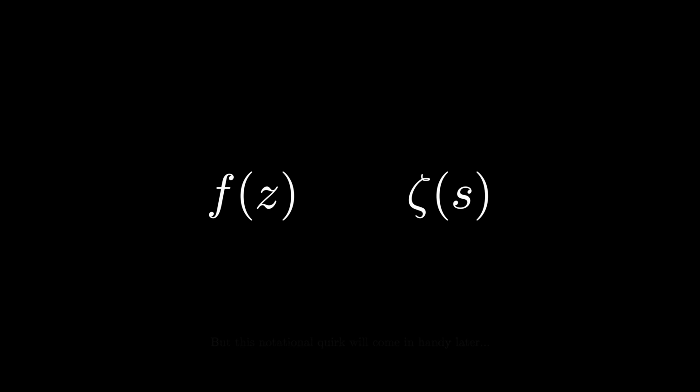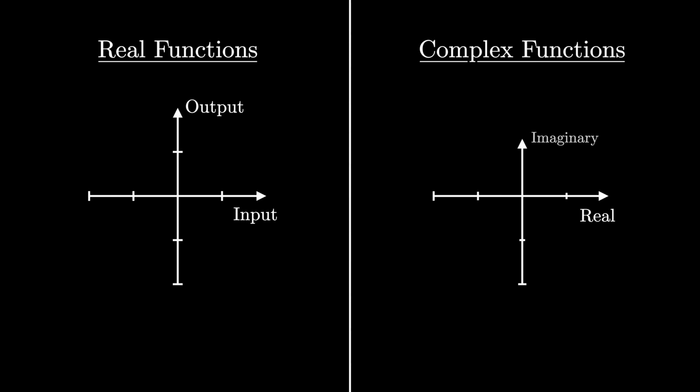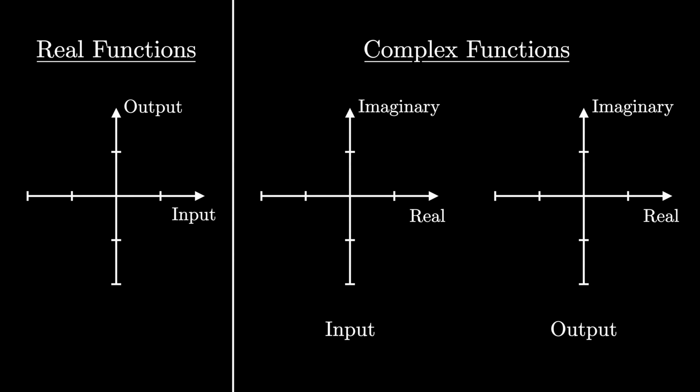So, let's get started. We're all used to graphing real functions in 2 dimensions, with the input on the x-axis and the output on the y-axis. But for complex numbers, we need both a real dimension and an imaginary dimension for both the input and the output. The combined 4 dimensions just don't fit in our universe. So instead of using space to represent the function, we'll use color. This method is called domain coloring.